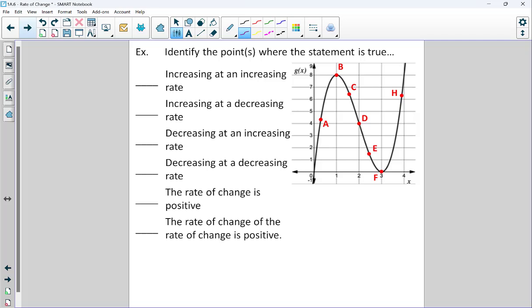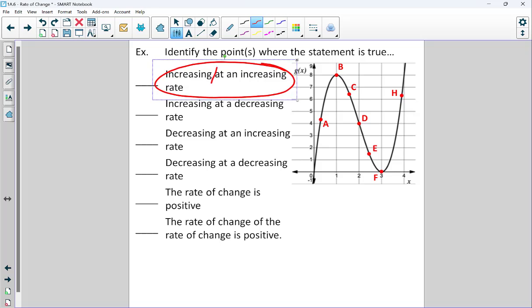Here's another question. Pause here, play when you're ready. All right. This one may have seemed intimidating at first, but we're going to break this down piece by piece to understand how simple this actually was. So I'm looking at the rate, where is the function increasing at an increasing rate? We've got increasing at an increasing rate, increasing at a decreasing rate, decreasing at an increasing rate, decreasing at a decreasing rate.